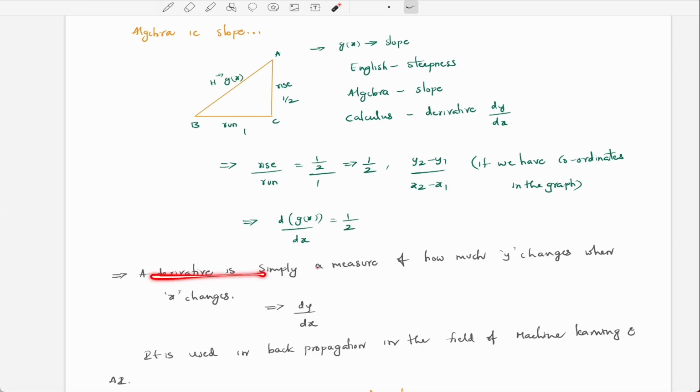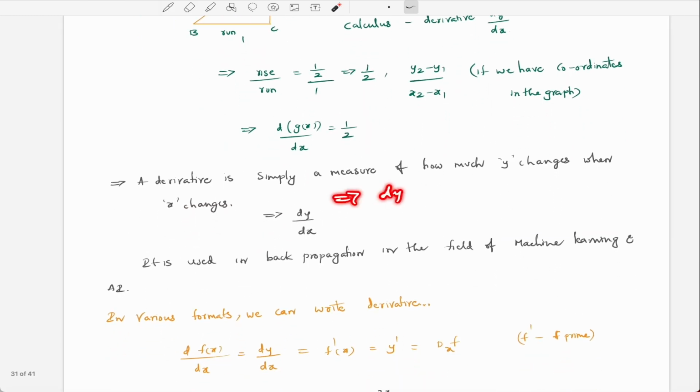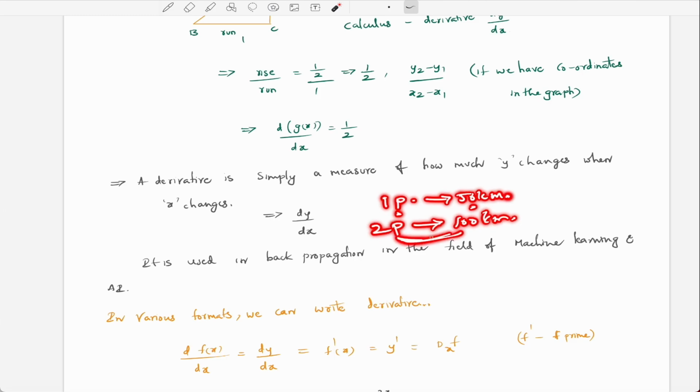So the derivative is simply the measure of how much y changes when x changes. So we have dy by dx: how much y changes when x changes? I gave a previous example, a better example, right? One liter of petrol in a bike and the range in kilometers, the mileage. So how much does the petrol change when the kilometers change? If it is 2 liters, it will become 100 kilometers, right? So these are dependent on the input variables, right?